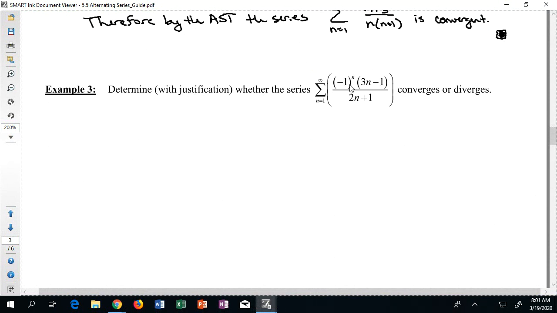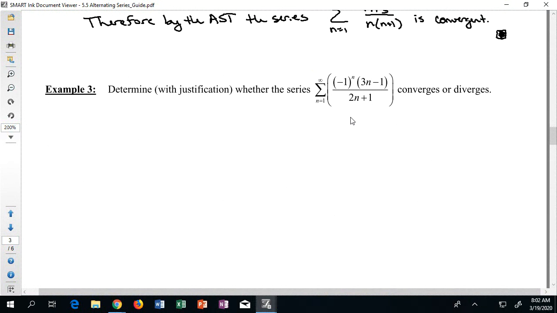I definitely have -1 to a power. That's going to be alternating from -1 to positive ones. And the rest of the stuff that I have in there, 3n minus 1 over 2n plus 1, that's definitely always going to be positive when I plug in numbers 1 and larger. So I definitely have an alternating series here. Let's just see if we can meet those checks like we did before.